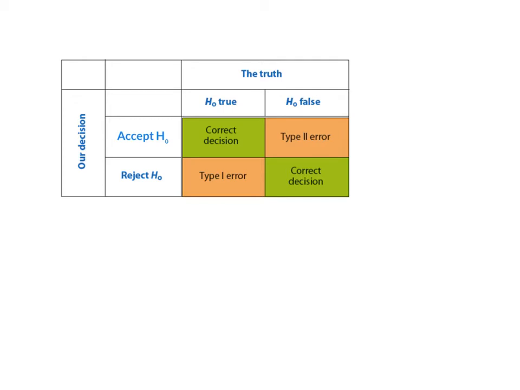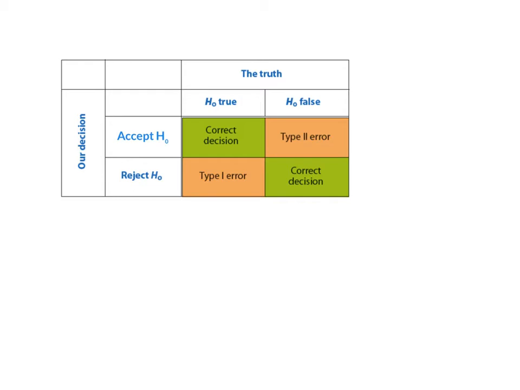So I want to see what's the probability of making an error. And we'll differentiate this error into two types. If we reject H0 in the case when H0 is true, that's a type 1 error. And if you accept H0 and H0 is false, that's a type 2 error.